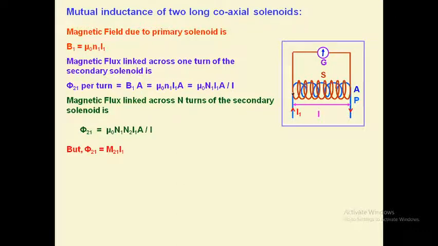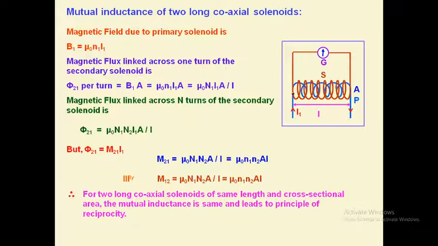But you know the flux is equal to M multiplied by current. So apart from the current, everything which is there is the mutual inductance. Similarly, you can get the mutual inductance of 1 with respect to 2, but both come out to be the same. M12 and M21 are the same. So it doesn't matter which coil you choose as primary and which coil you choose as secondary. In both cases, the coefficient of mutual inductance is the same.